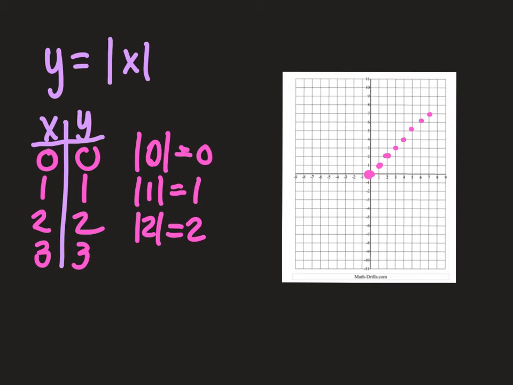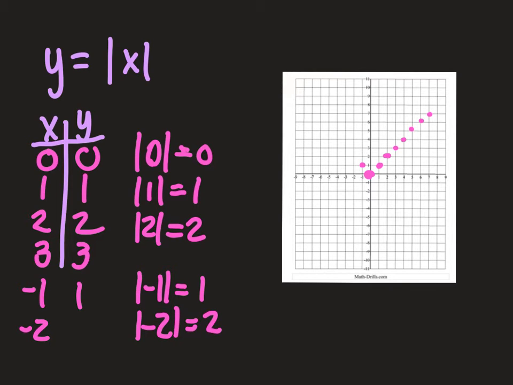I think we should pick some negative numbers. Negative 1. The absolute value of negative 1 becomes positive 1. Okay, we're making progress here because that dot is there. If I pick negative 2, the absolute value of negative 2 is positive 2. So I've got a dot there. I think I see my V. I got my pattern going.